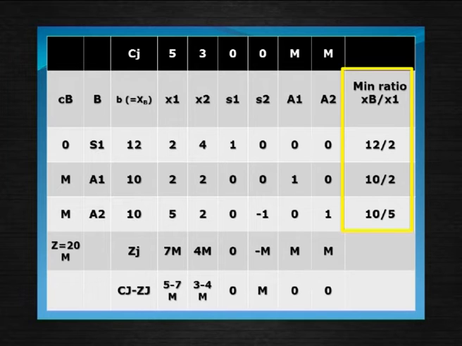Zj is calculated by multiplying the X1 variable column and the coefficients and taking their summation. So, in the X1 column we will get 0 into 2 plus M into 2 plus M into 5, which is equal to 7M. Similarly, we will get the Zj values of the other columns as 4M, 0, minus M, M and M. In the next row, we calculate the values of Cj minus Zj, which is equal to 5 minus 7M, 3 minus 4M, 0, M, 0 and 0.